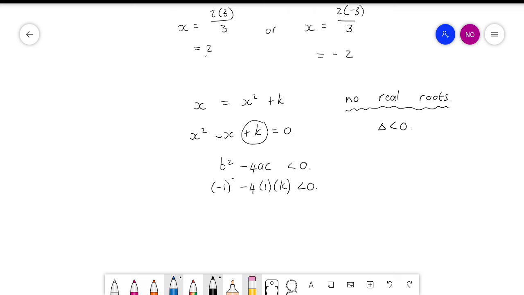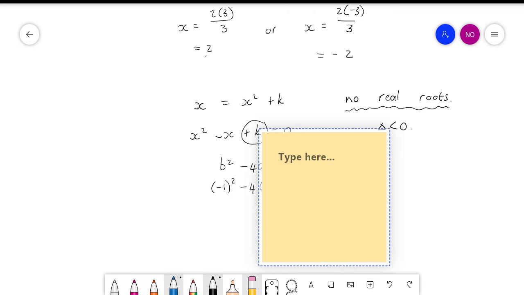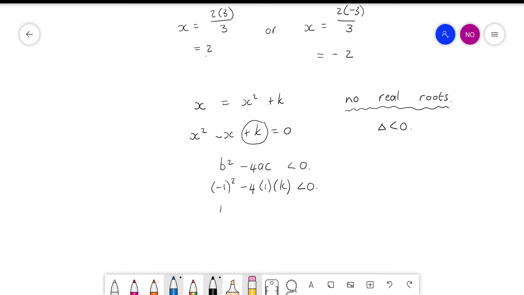Okay, so then you have 1 minus 4k is smaller than 0. In other words, 1 is smaller than 4k. So alle waardes van k kleiner as 'n kwart.